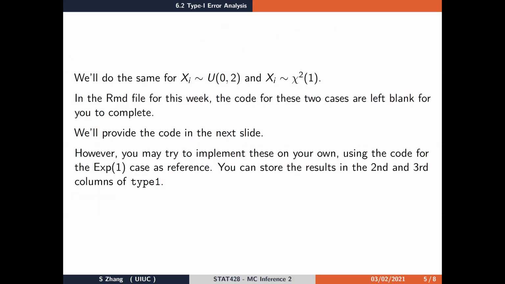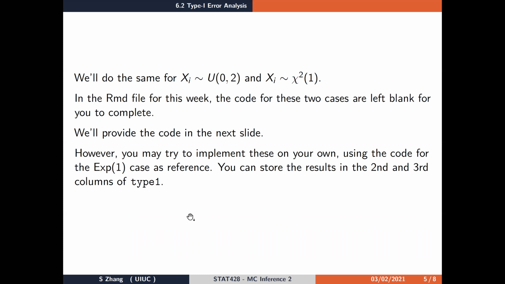The idea is that we can do the same for the other two possible distributions of x. That is the case where x follows uniform 0,2 or x follows chi-square with 1 degree of freedom. In our markdown file for this week, the code for these two cases are left blank for you to complete. I am going to present the code for these on the next slide. However, I believe you may try to implement these on your own using the code for the exponential 1 case as a reference. You can store the results in the second and the third column of the type 1 matrix, respectively.